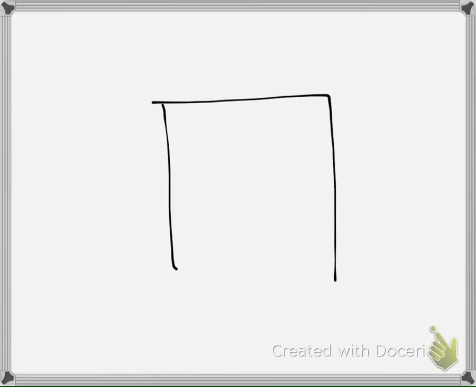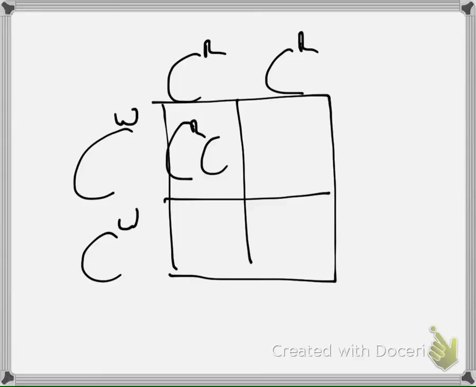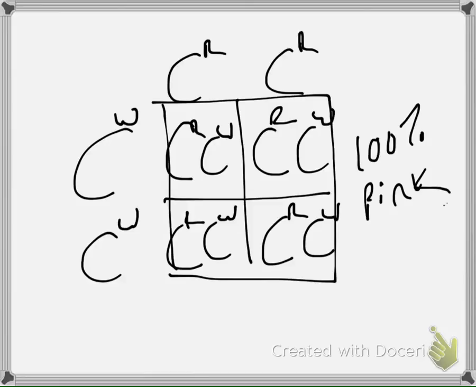If you look, here's my red, right? Both have to be red. Here's my white, so both are white. If you look, you should have gotten all of them are pink because they have one red and one white, so it should be 100% pink. I'll do the next part for codominance afterwards, so you can go ahead and stop your notes.